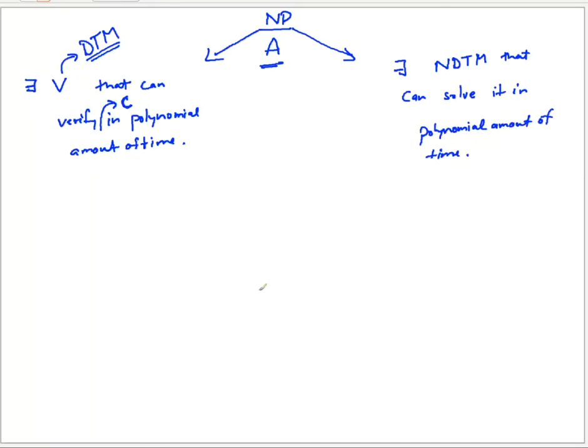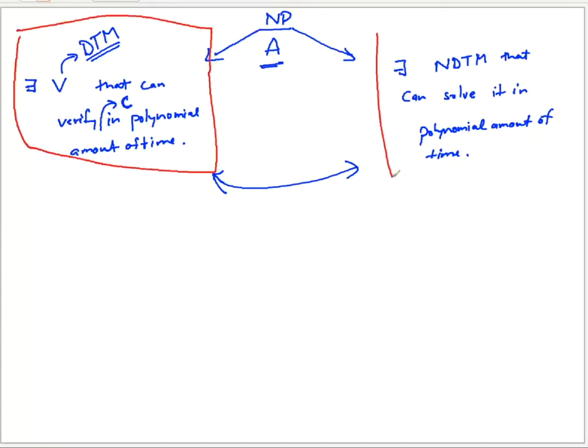Let's try to establish that both of these definitions are actually equivalent to each other. So we're going to prove theoretically that whenever there is a verifier, using that verifier I can construct a non-deterministic Turing machine, or whenever you have a non-deterministic Turing machine, I can construct a verifier, which is a deterministic Turing machine that will be able to verify. So these two definitions of NP are actually equivalent. Let us try to prove that.